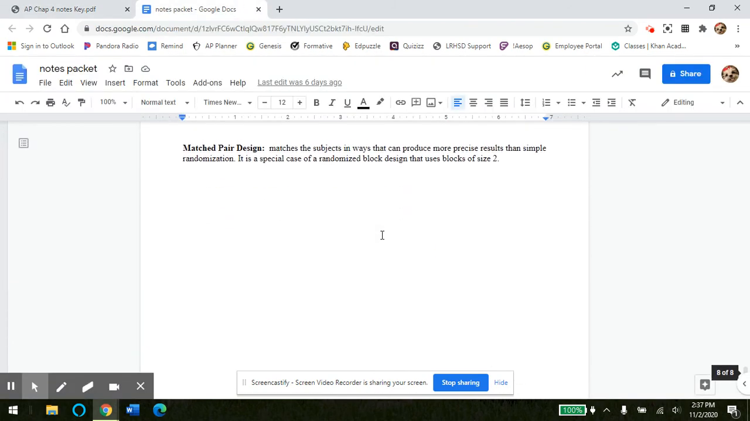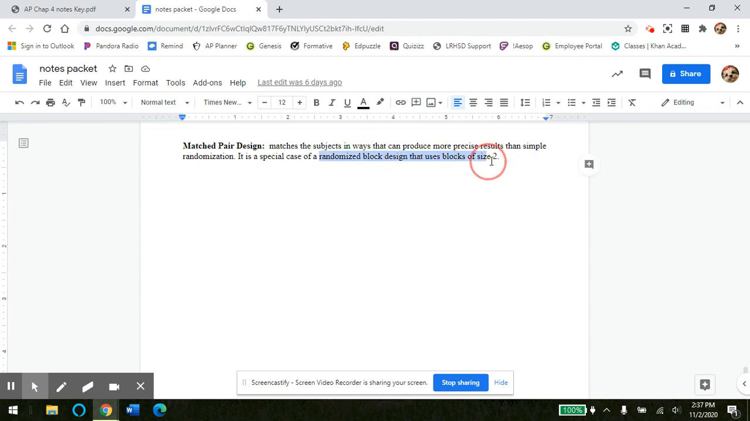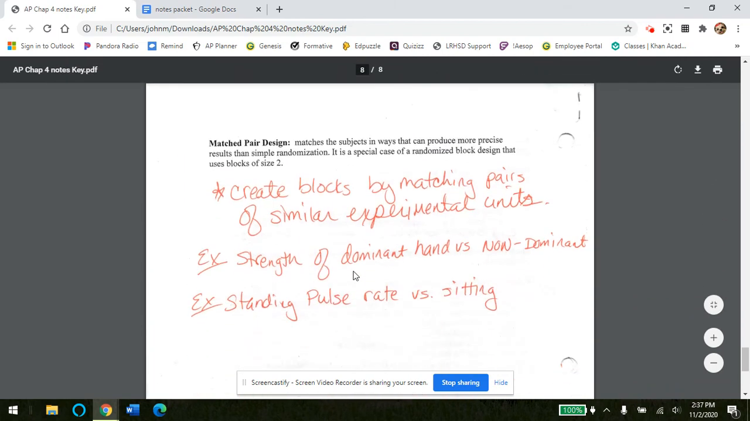So the last one is a matched pair. Okay. Matched pairs design is when it matches subjects in ways that can produce more precise results than simple randomization. It's a special case of randomized block design that uses blocks of size 2. So blocks of size 2, we're going to pick examples like these. All right.